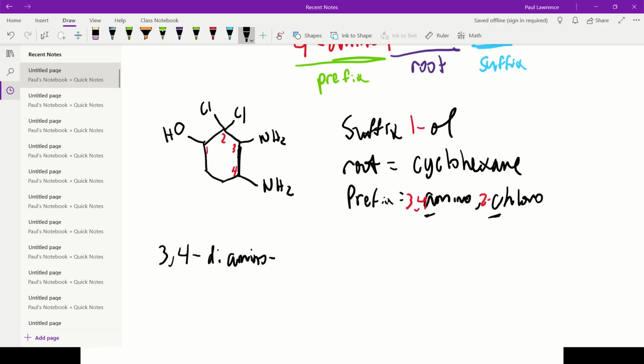We have 2 chlorine groups. 2,2 dash di because there's 2. Chloro. So we've taken into account all our substituents and the prefixes. The root is cyclohexane. But remember, we have to drop the E. And then we have the all.